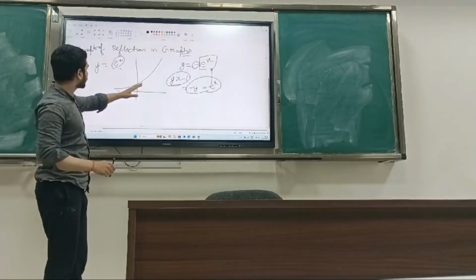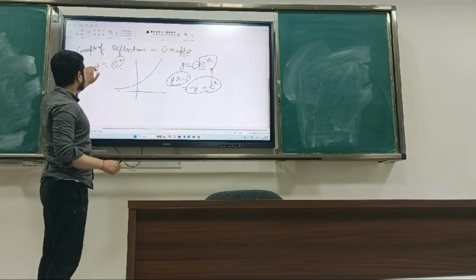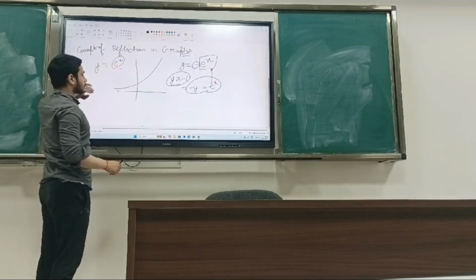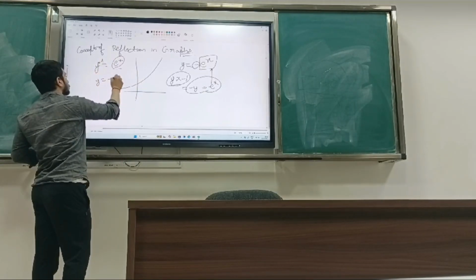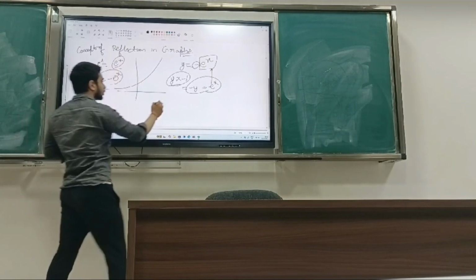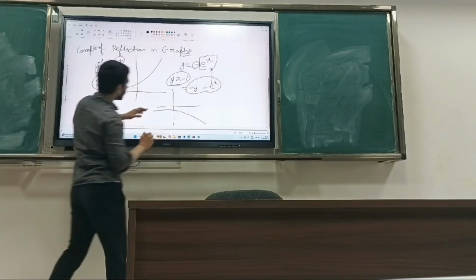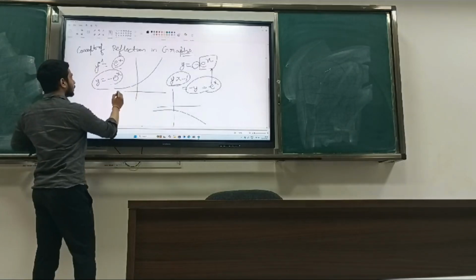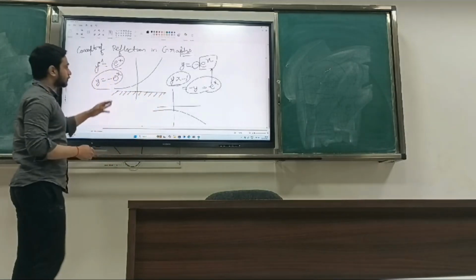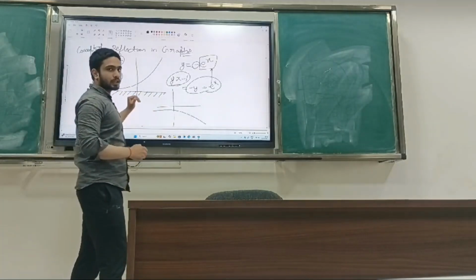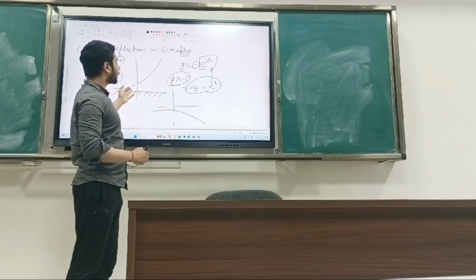If y is multiplied by minus 1, y was e to the power of x, so if we multiply it by minus 1, it will become minus of e to the power of x. So y equals minus of e to the power of x. The reflection will now take place from the x-axis. The x-axis will act as a mirror if the y is multiplied with minus 1. If the function itself is multiplied with minus 1, the reflection takes place from the x-axis.